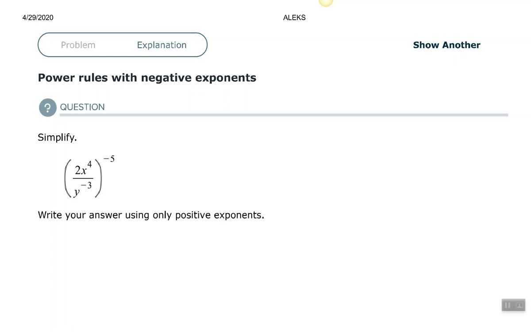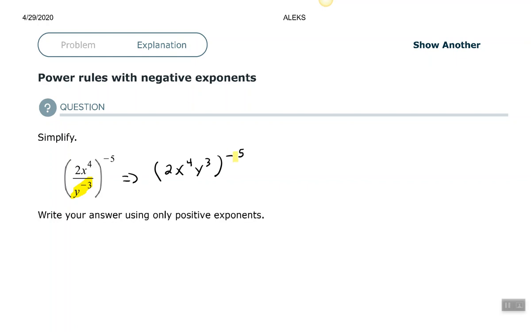So I'm going to rewrite this, and the first thing I'm going to do is to make that y to the negative third positive by moving it to my numerator, which means I don't have anything else left in my denominator right now. So it gives me 2 times x to the 4th times y to the 3rd, all raised to the negative 5th power. Okay, I finished simplifying the inside.